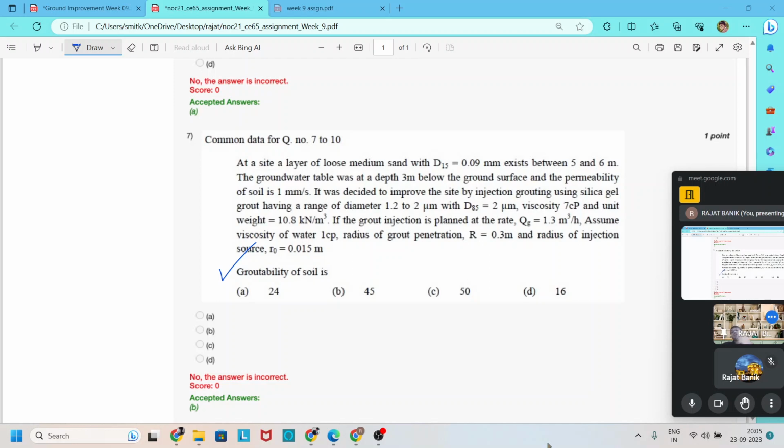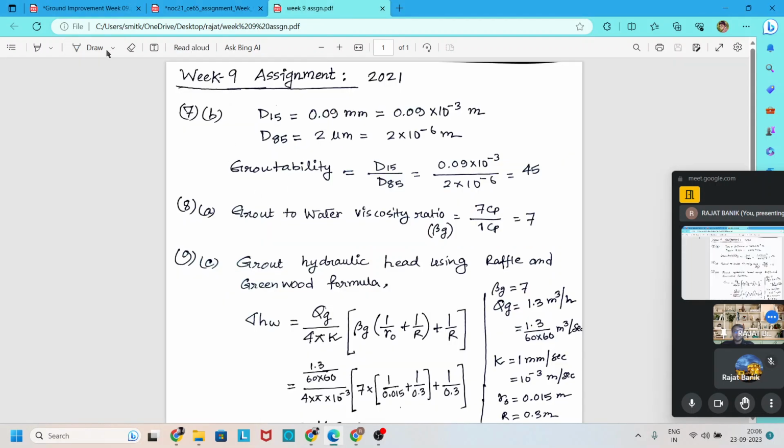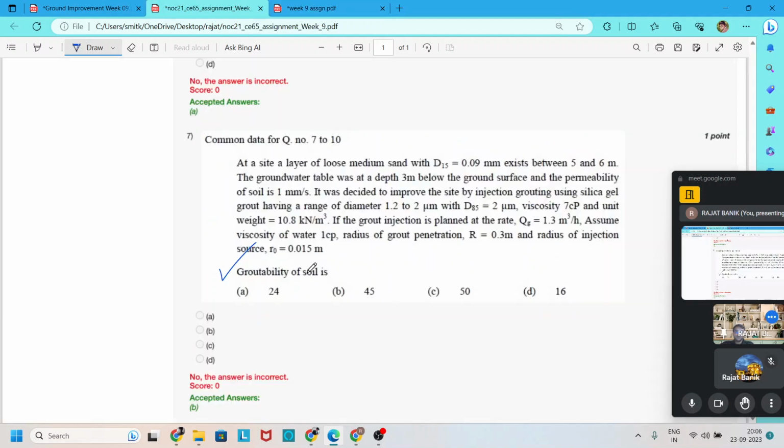We know that groutability of soil is equal to the ratio of the D15 of the soil divided by the D85 of the grout. If we apply the data from the problem, we find that the groutability is about 45. So the correct option here is option B.